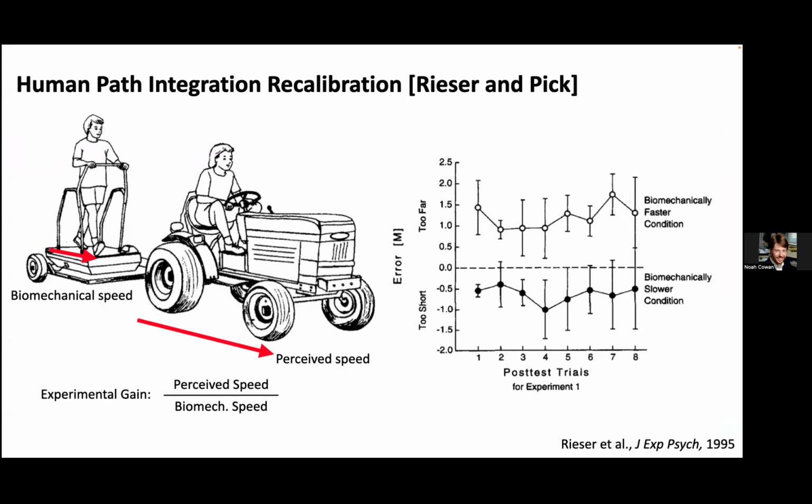So in this beautiful experiment that they did, they had people drag behind this tractor while they're walking along on the treadmill, and the treadmill biomechanical speed could either be faster or slower than the perceived speed driven by the tractor. And then when they got off the treadmill, they pulled down a blindfold and walked a distance that they were told to walk, and they either overshot or undershot based on the mismatch between the biomechanical speeds and the real speed.